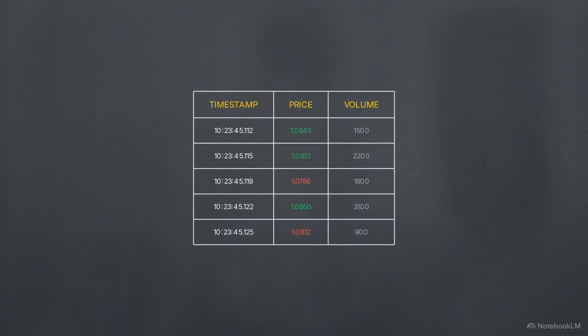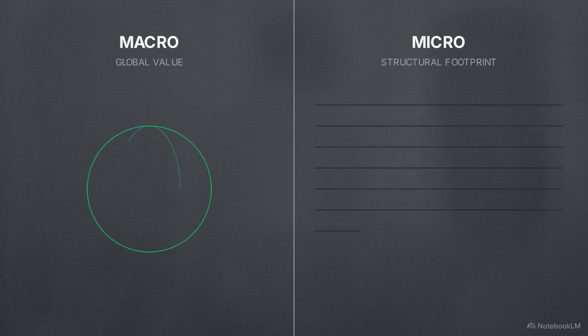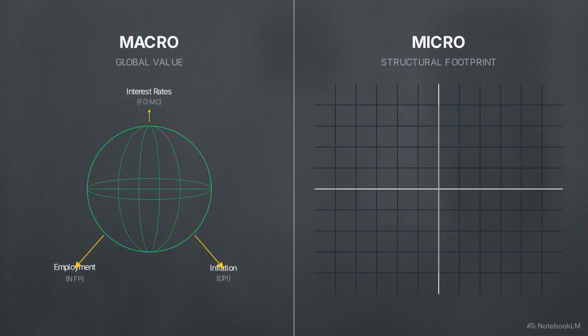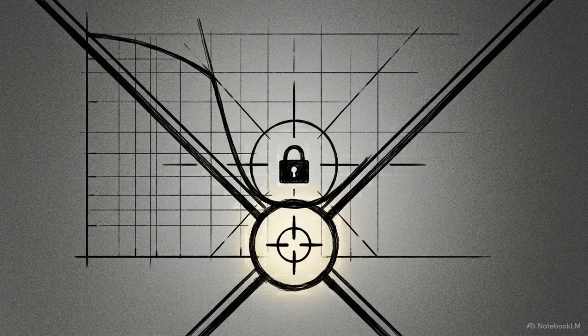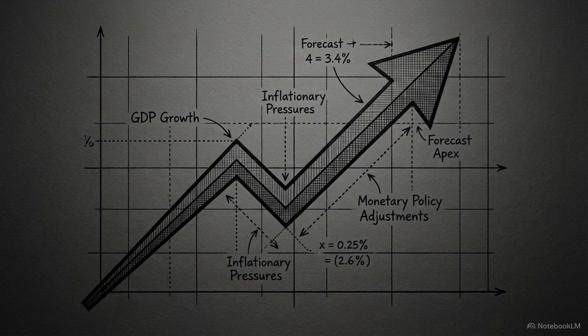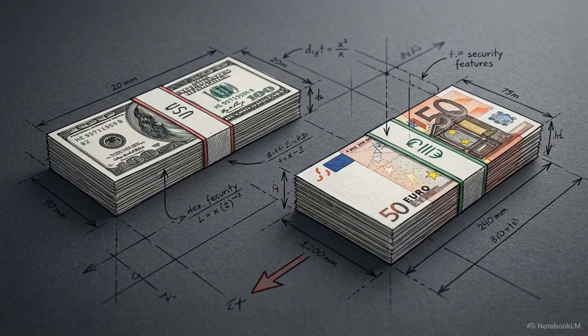These objective inputs exist in a strict duality: macroeconomic forces that dictate global value and microscopic structural footprints left behind as that value is transacted. Reading true price action means observing the raw forces of global liquidity to locate exact entry and exit parameters. Macroeconomic fundamentals establish the absolute directional bias. These national-level catalysts dictate currency strength before any technical analysis is applied to the chart.